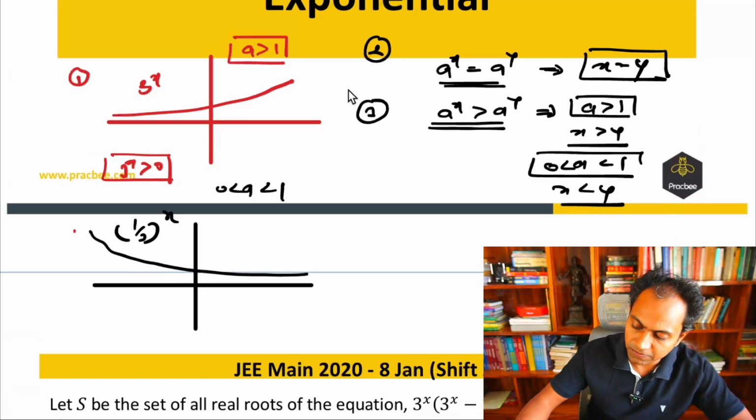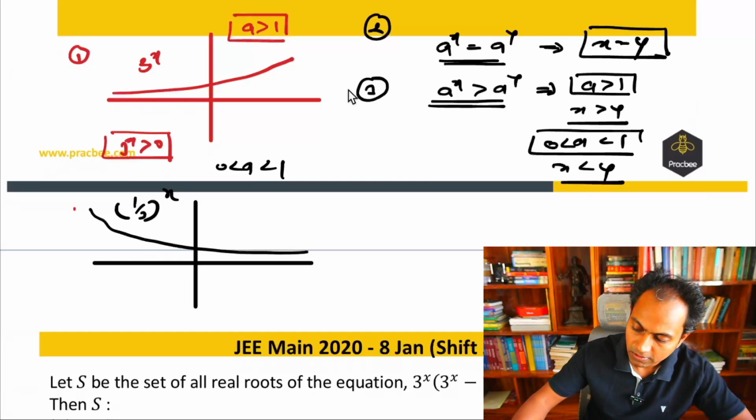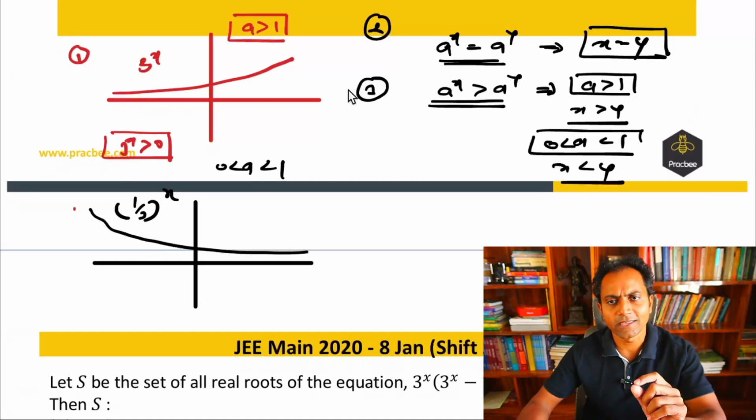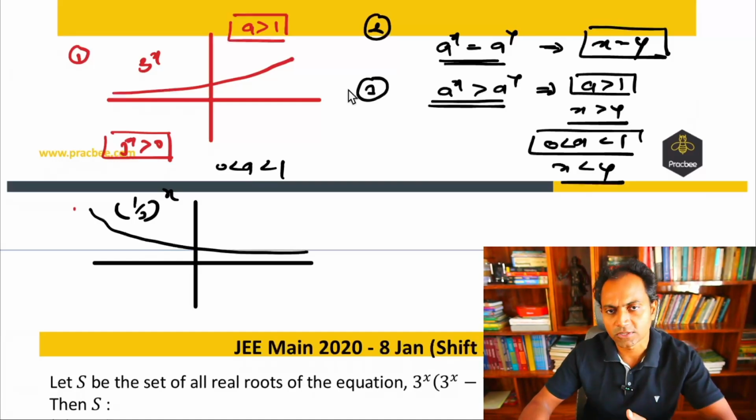Now, sometimes a raised to the power x is not written in a very good manner, so we'll have to take log on both the sides and then solve the question. So this is the underlying theory that you need to understand for solving such kind of question.